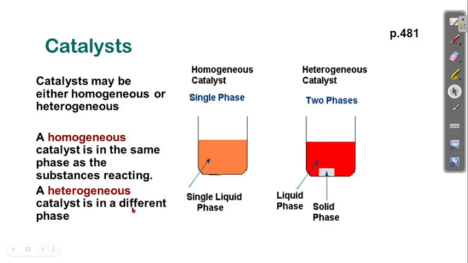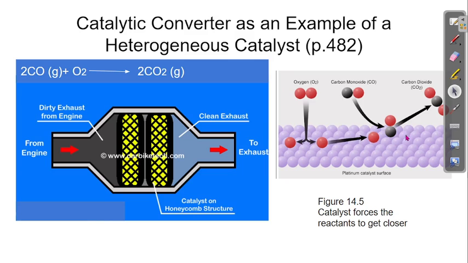And here's a definition, and you need to know that. So a homogeneous catalyst is in the same phase as the substances reacting. Heterogeneous, on the other hand, is a catalyst in a different phase. And the book gives you examples. Page 482, they give you an example of a heterogeneous catalyst.